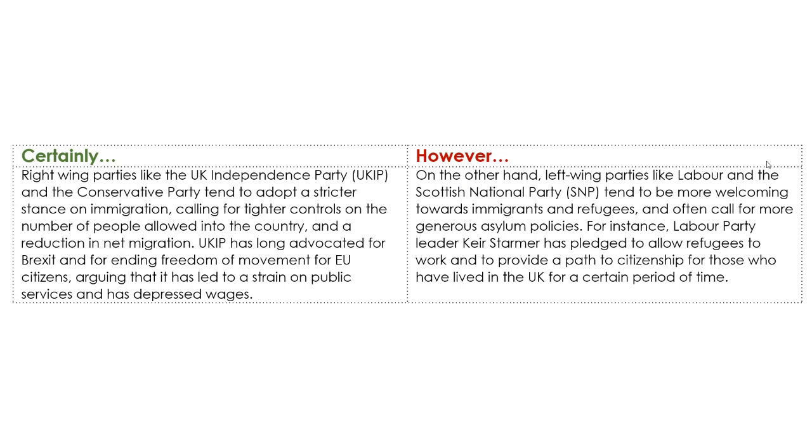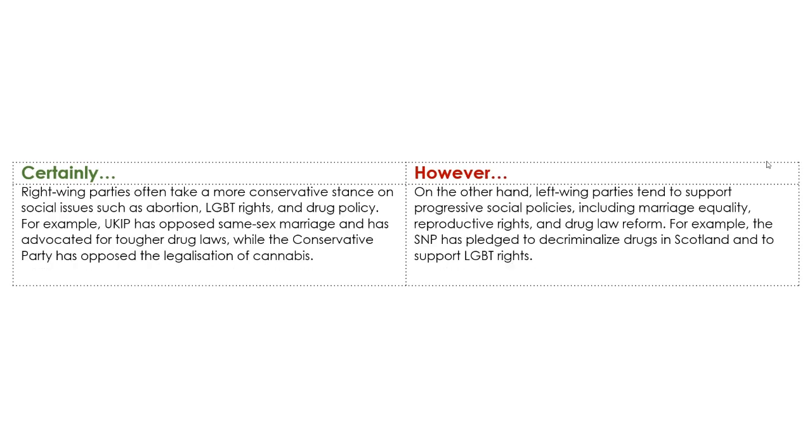However, this is where you're bringing in your comparison, and it could be similar, it could be different. On the other hand, left-wing parties like Labour and the Scottish National Party tend to be more welcoming towards immigrants and refugees and often call for more generous asylum policies. For instance, or for example, Labour Party leader and now Prime Minister Keir Starmer has pledged to allow refugees to work and provide a path to citizenship for those who have lived in the UK for a certain period of time. So, that's what one of those mini sections looks like.